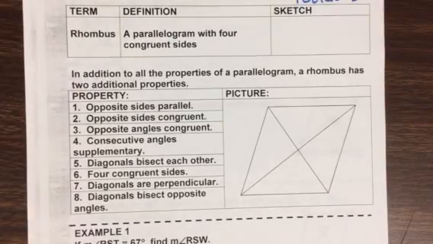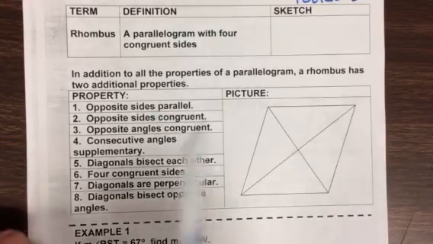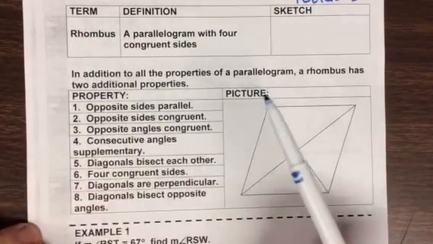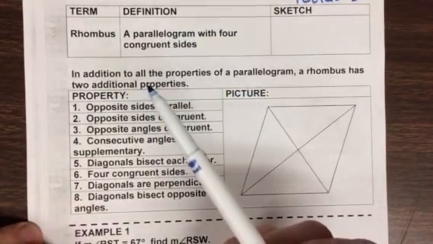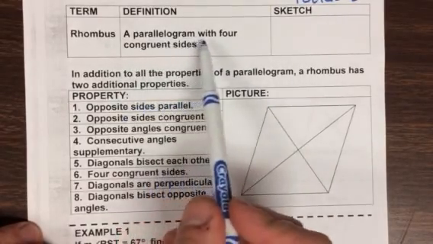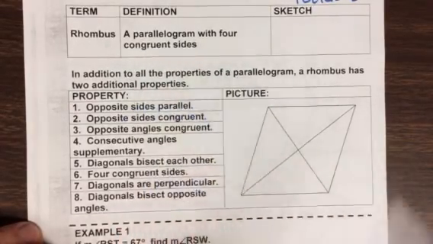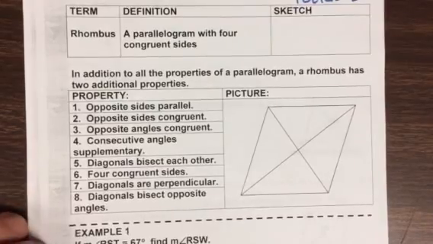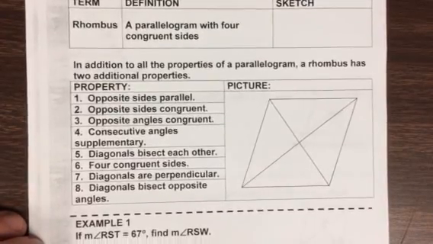Today we're going to talk about squares and rhombi, rhombi being plural for a rhombus. What you need to know is these are special parallelograms. A rhombus is a parallelogram with four congruent sides. Notice it does not say anything about angles, but rather just sides.